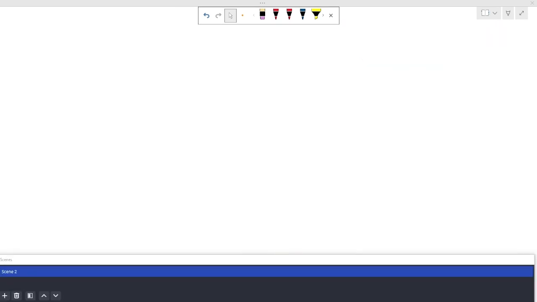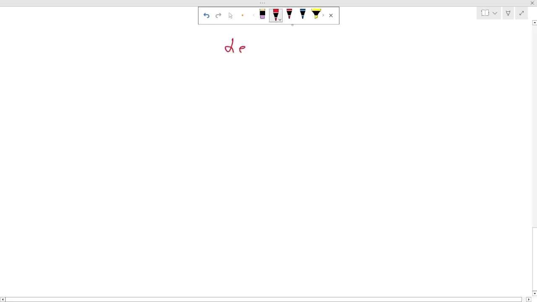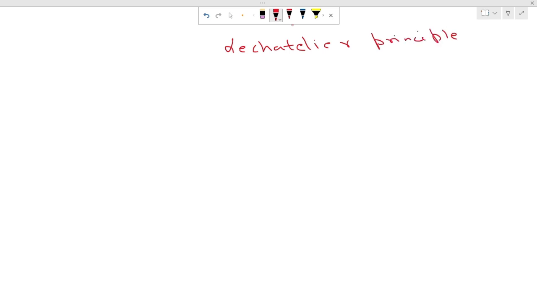Now let us see the concept of Le Chatelier principle also. We know that when a reaction is in equilibrium and we disturb the equilibrium, say by changing either the concentration or temperature or pressure.